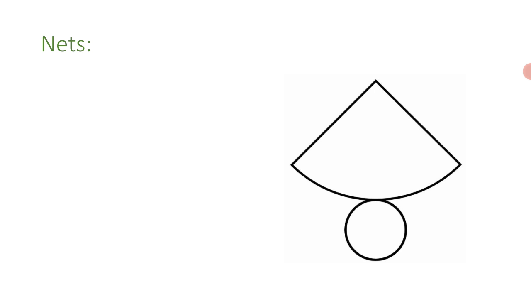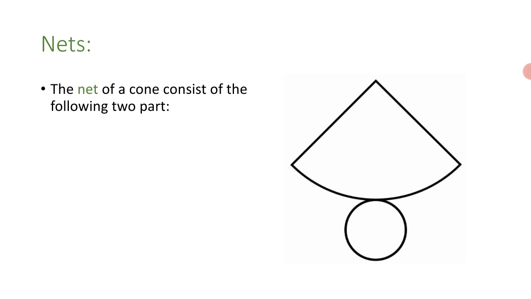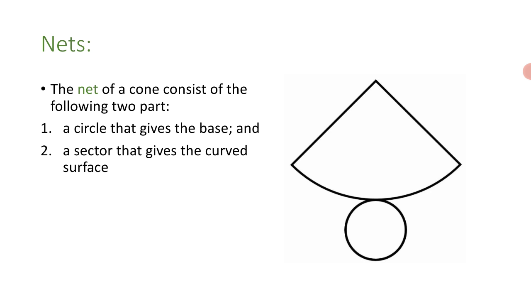Next, we can see about the net of the cone. Here, the net of a cone consists of two parts. In the picture, you can see the first one is the circle that gives the base, and next, the sector that gives the curved surface.